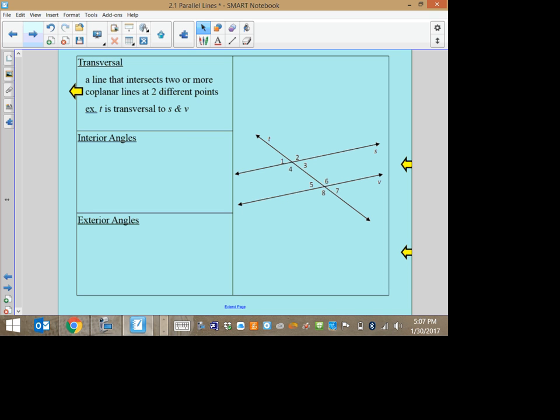A transversal is a line that intersects two or more coplanar lines at two different points. So for example, T is transversal to S and V. Here you can see we have lines S and V, and we have our transversal T.